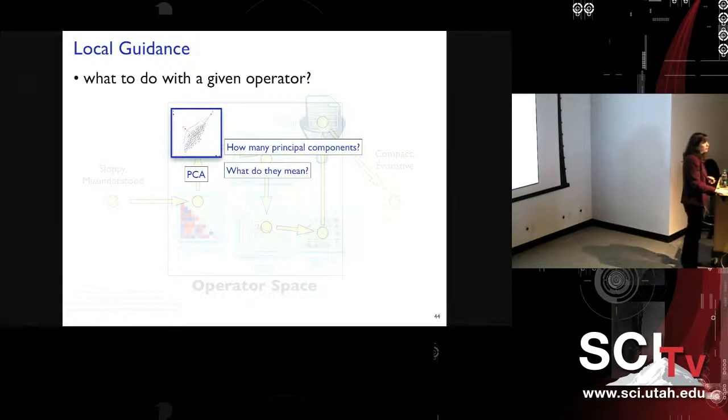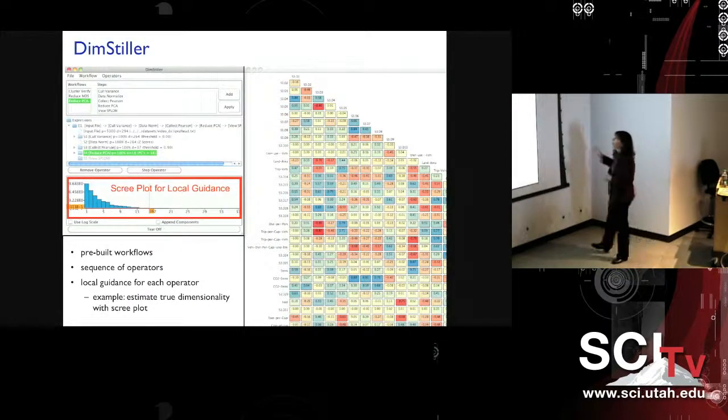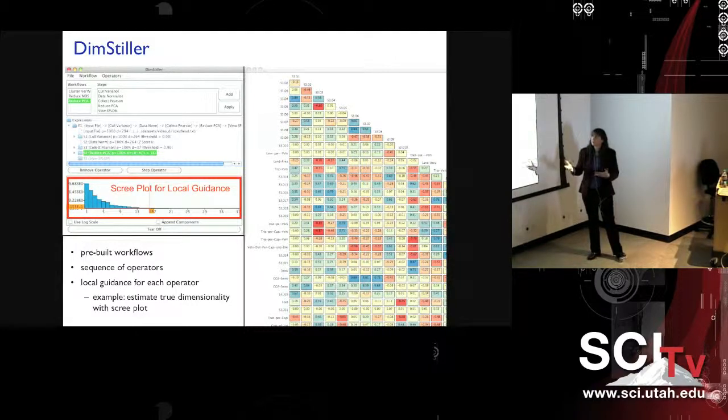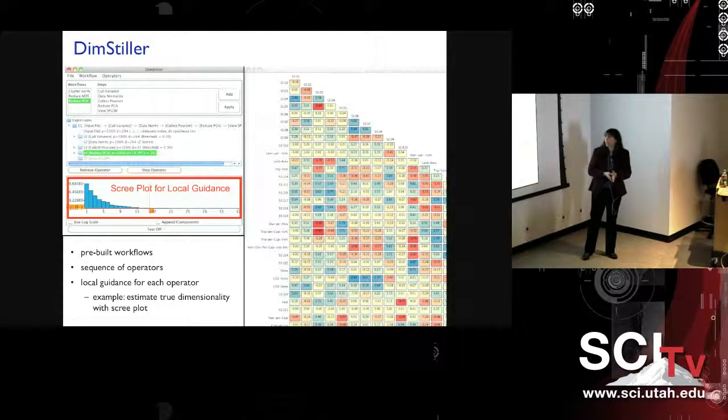So again, I'm not going to go into details about this system. I'm just going to grab one example. So what we did in DimStiller was say, let's try to identify workflows that people have systematically in doing this kind of data analysis, and think of them as a sequence of operations, and actually give the user guidance in stepping through them. And a key thing is that for each operator, have it set up so that they automatically get some level of local guidance.